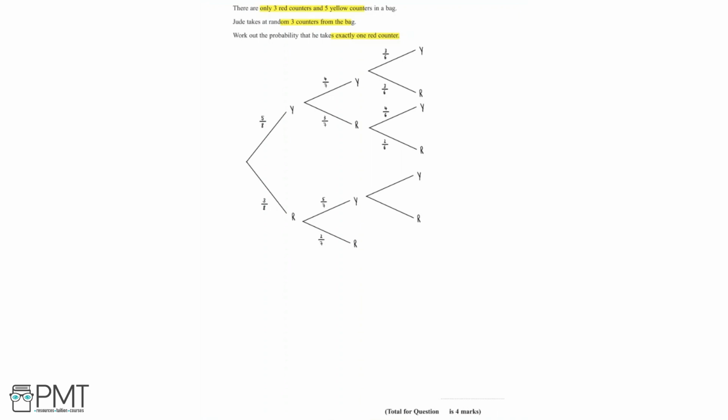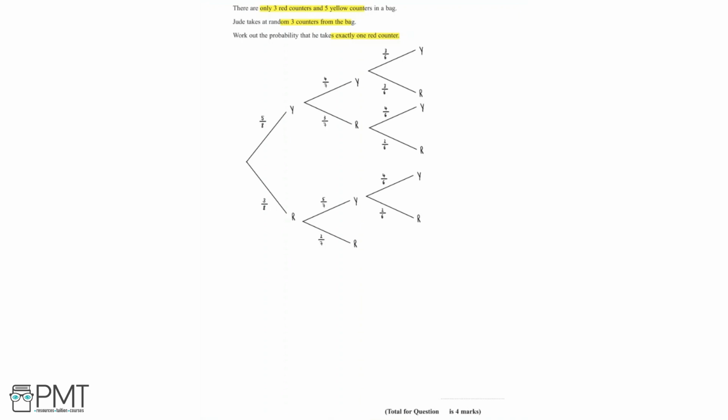Now we've taken 1 red and 1 yellow. If 1 yellow was taken and we started with 5 yellow counters, that means the probability of taking a yellow on the third go would be equal to 4 out of 6. And if 1 red has been taken and we've started with 3 red counters, the probability of picking red on the third go would be equal to 2 out of 6.